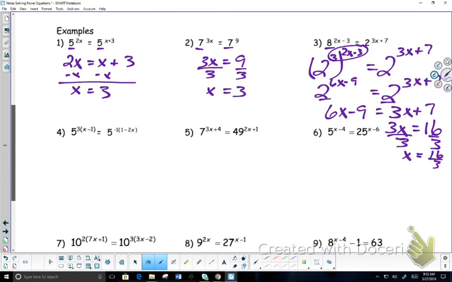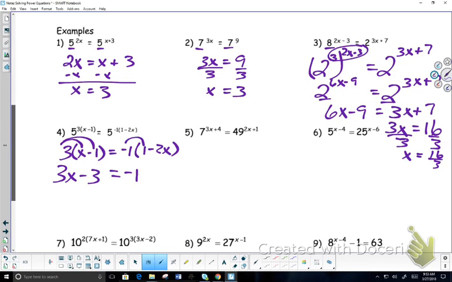The next one, I have like bases again, so I can drop my bases and bring my exponents down and set them equal to each other. After that, I'm just solving, and now you're reaching back on those skills you've been using for the past several years. So I got 3x minus 3. Don't forget to distribute to the entire parentheses. I got negative 1 plus 2x. So I'll subtract my 2x from both sides, giving me x minus 3 equals negative 1. Then I'll add my 3 to both sides, giving me x equals 2.